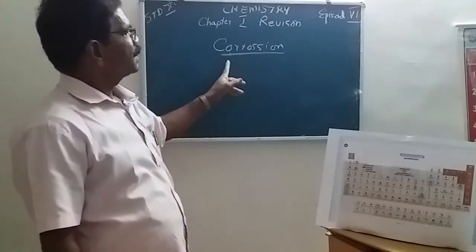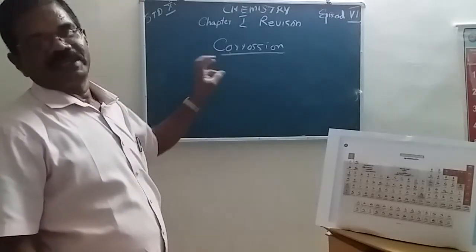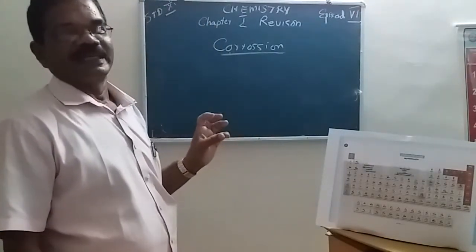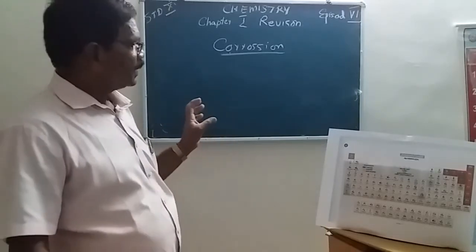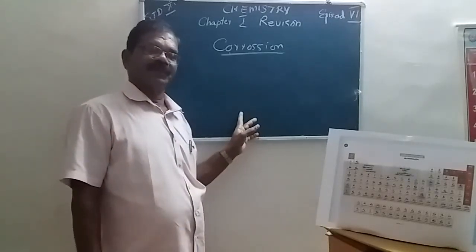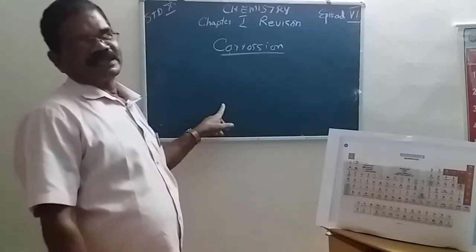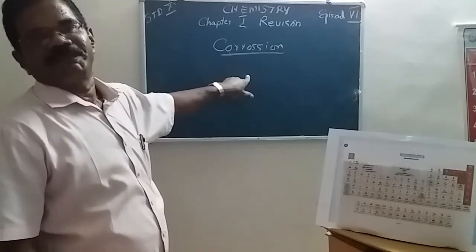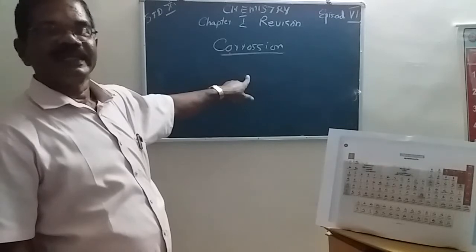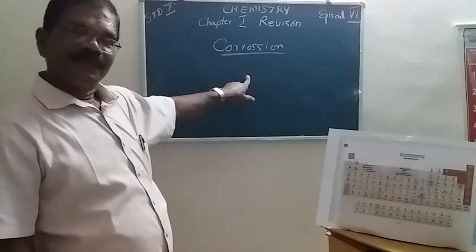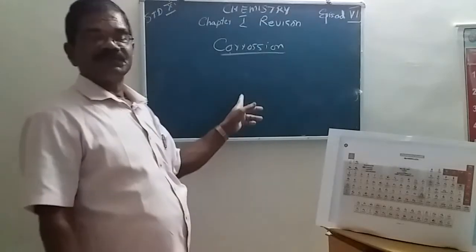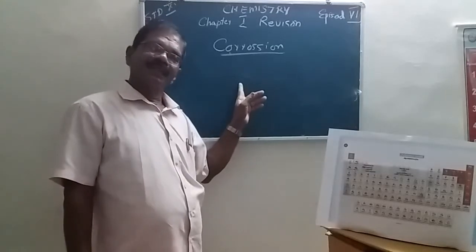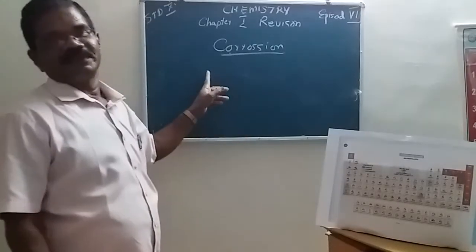Like copper. What is the coating formed on the surface of copper? In Malayalam you know it as clav. What is the English name? Verdigris. If copper vessels or copper plates are kept for some days, weeks or months, they change color. How is copper verdigris formed? Copper reacts with oxygen, moisture and carbon dioxide and forms basic copper carbonate. That is known as verdigris. The color of verdigris is green.